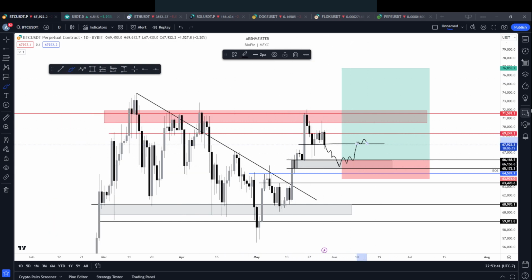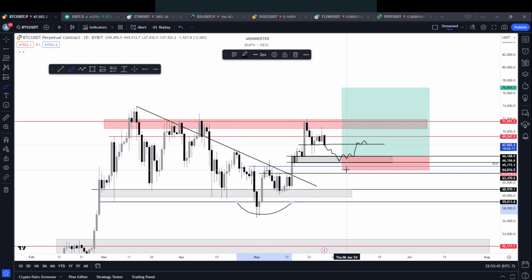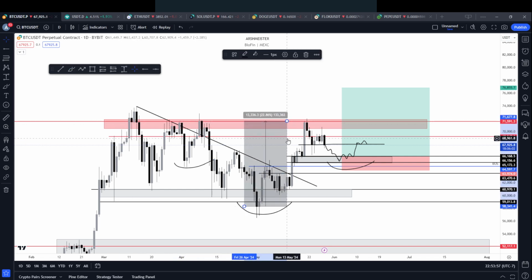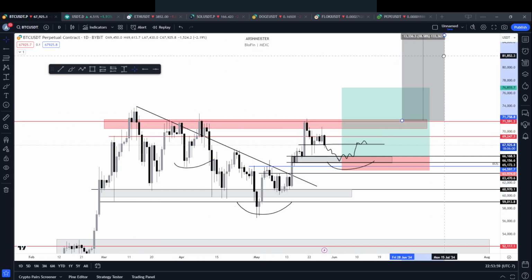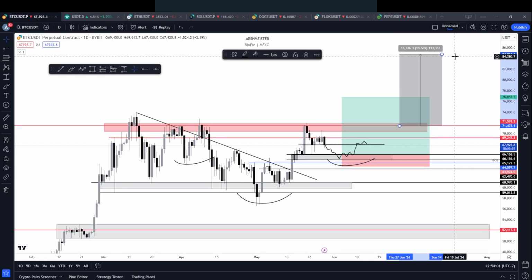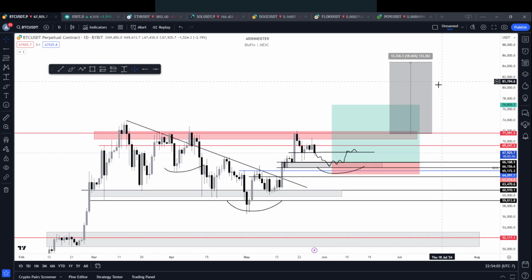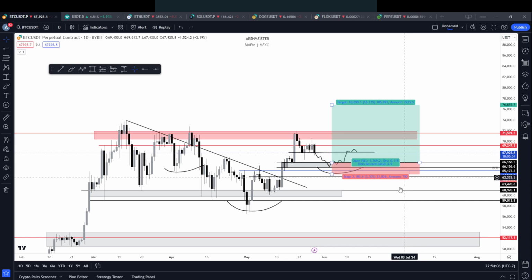Now this would set up for an inverse head and shoulders pattern. Here's the neckline, here is your left shoulder, head, and then come back into your right shoulder. And the technical target for this inverse head and shoulders is actually going to be like 84K. I think I've mentioned this before, 85K. Now, not only that, but we would be putting in another.